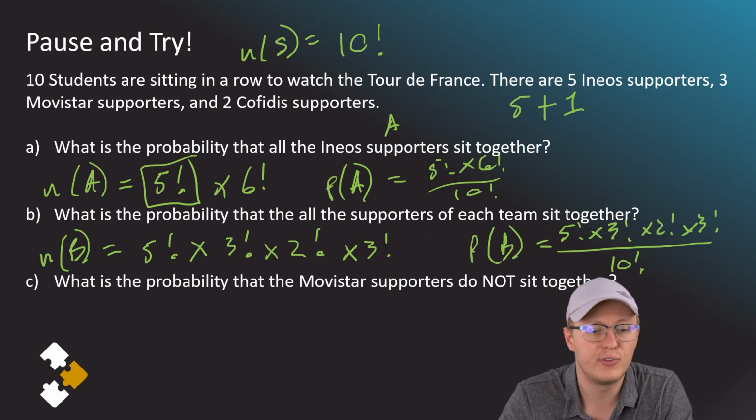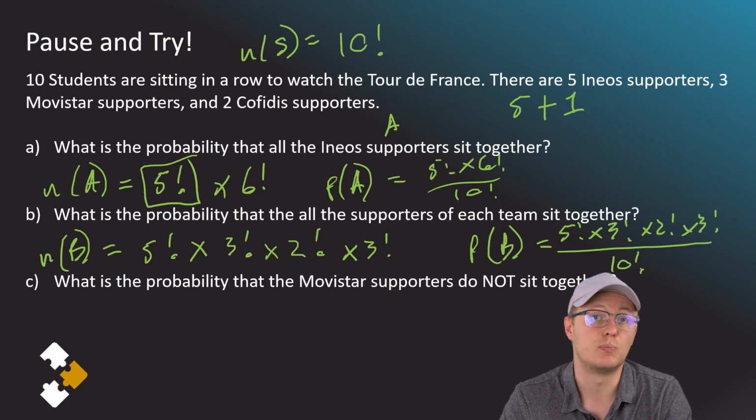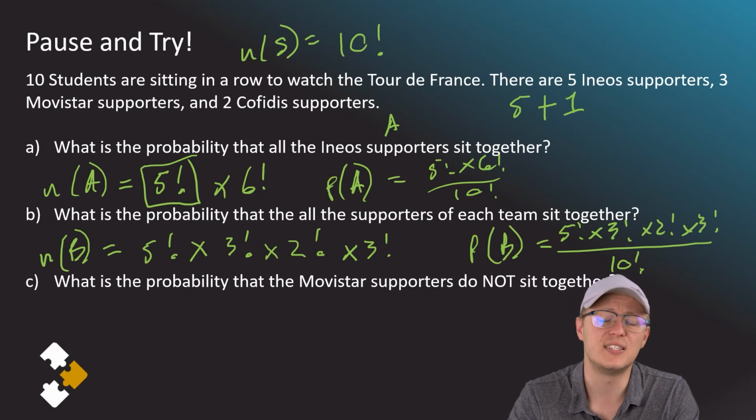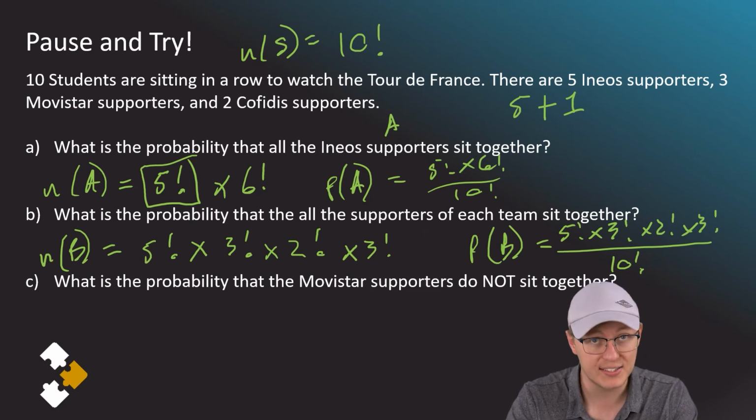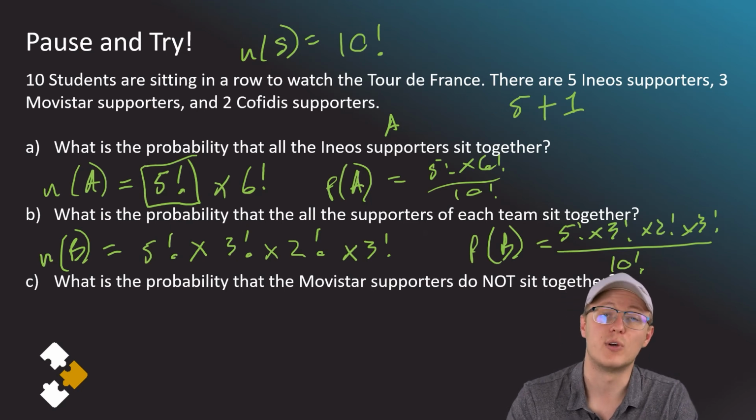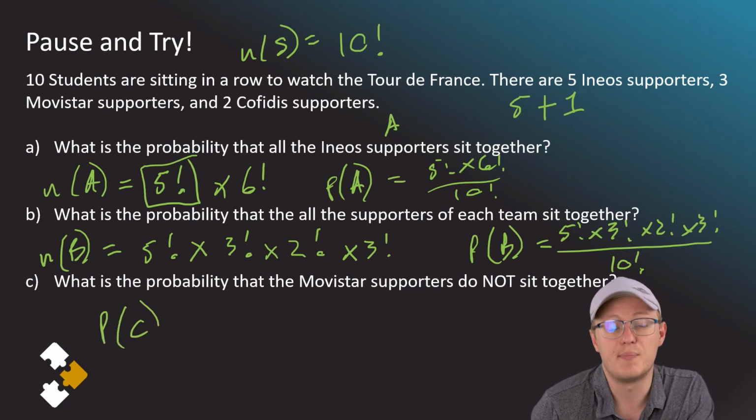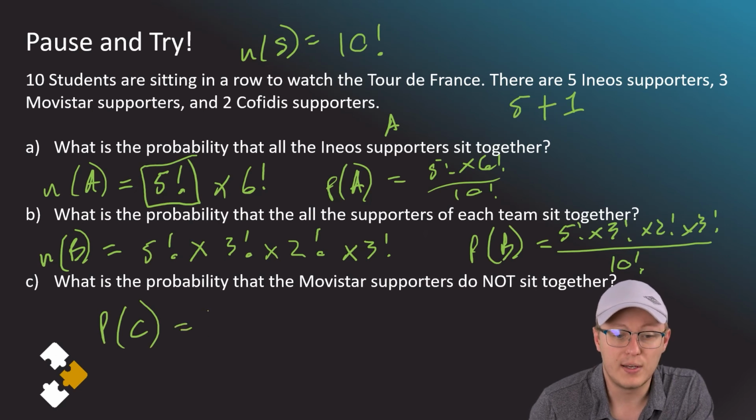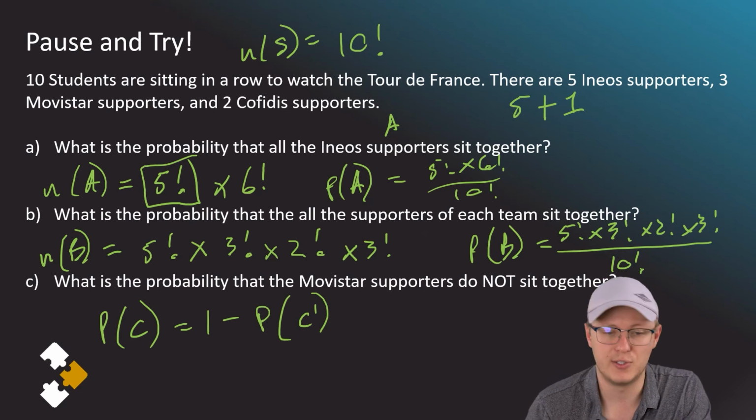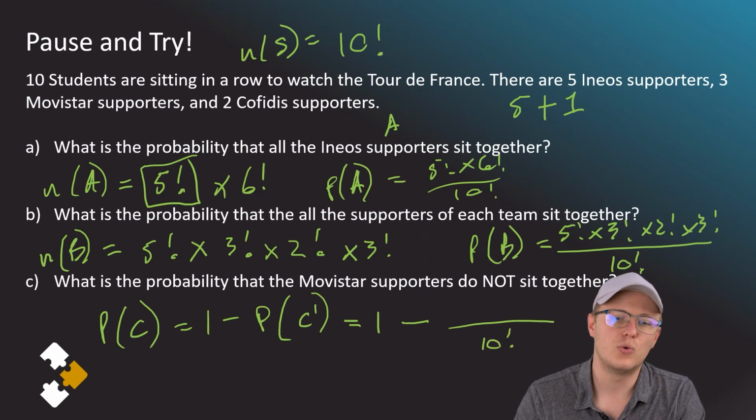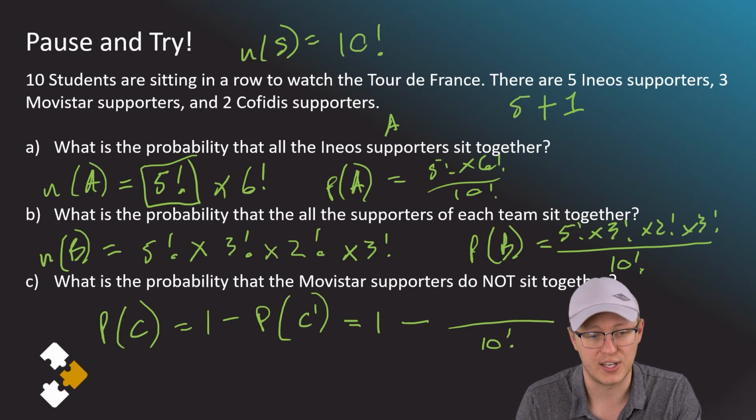And then we've got to find the probability that the Movistar supporters do not sit together. Now again, it's way easier to find the number of ways in which they can sit together than it is to find the number of ways in which they do not sit together. So the probability of C, them not sitting together, is going to be 1 minus the probability of C's complement, which is then the probability of them sitting together. So we're going to go 1 minus, and then in the denominator we still have the 10 factorial. And now we're going to ask ourselves, in how many ways can they sit together?